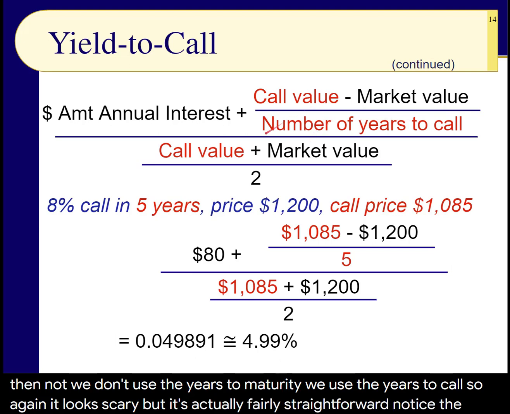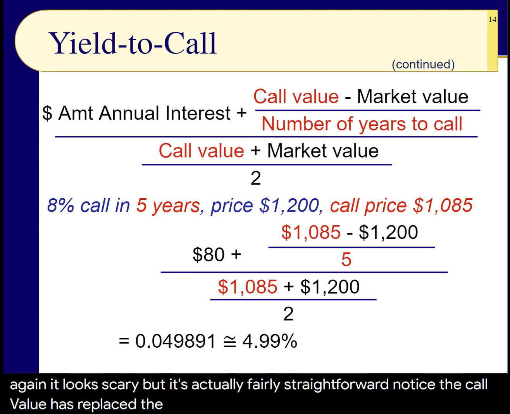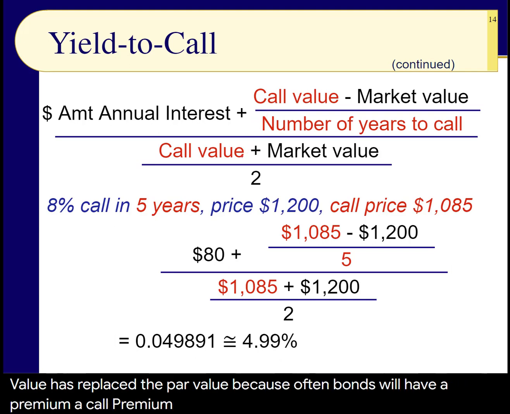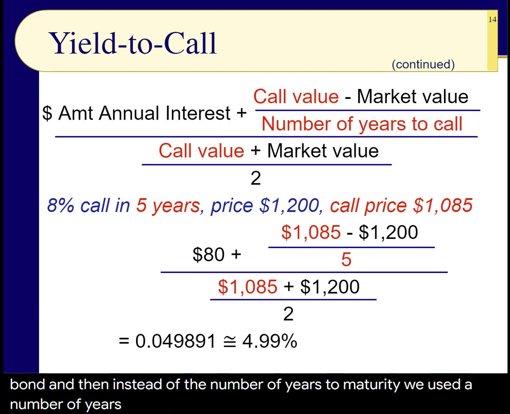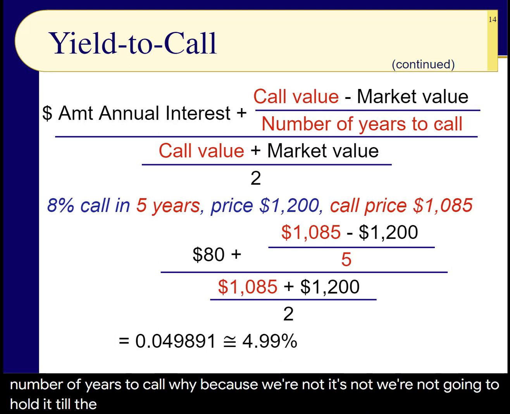Notice the call value has replaced the par value because often bonds will have a premium, a call premium, that the bond issuer has to pay to call away the bond. And then instead of the number of years to maturity, we use the number of years to call. Why? Because we're not going to hold it till the maturity. They're going to call it away from us.